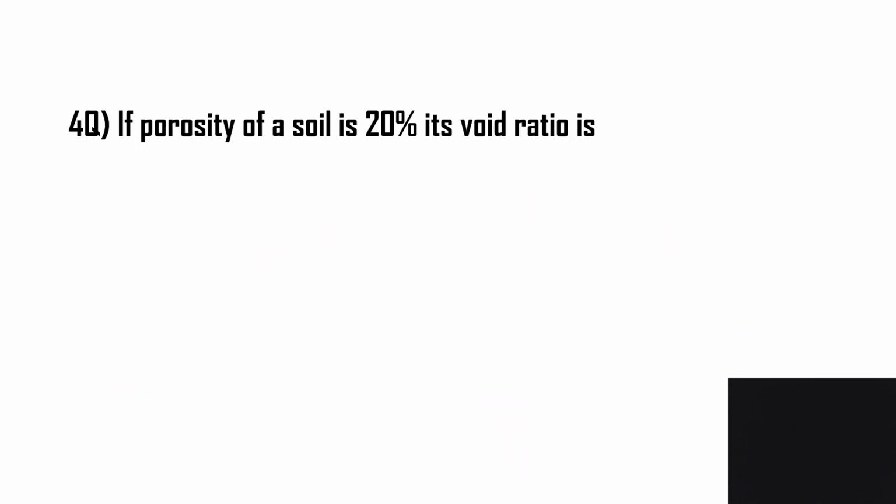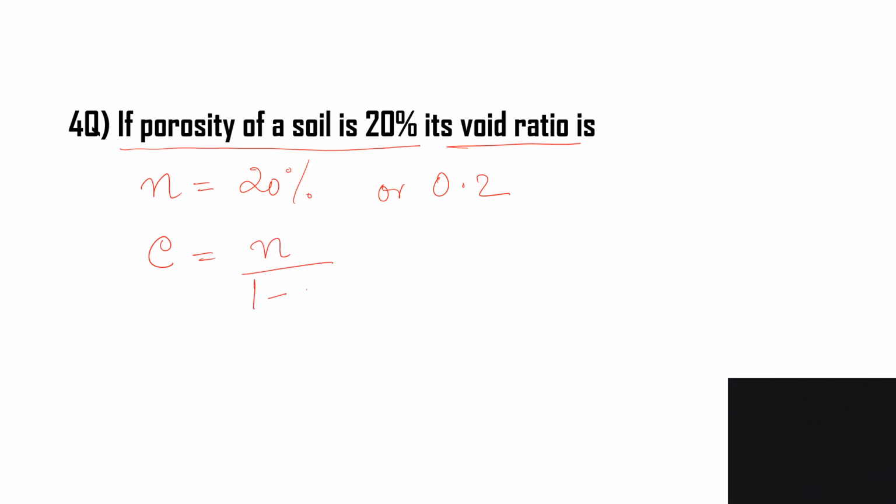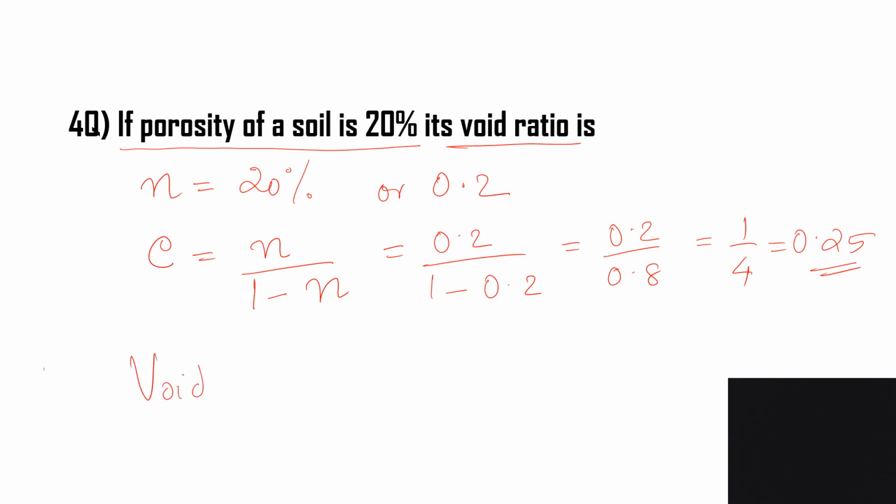Fourth question. If the porosity of a soil is 20%, find its void ratio. Porosity is represented by small letter n and it is given as 20%, or we can write it as 0.2. We need to find the void ratio. We can use the relation e = n / (1 - n). It is 0.2 divided by 1 minus 0.2, that is 0.2 divided by 0.8, which is 1 by 4, equal to 0.25. So the void ratio obtained is 0.25.